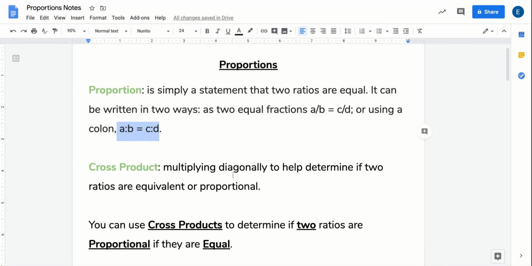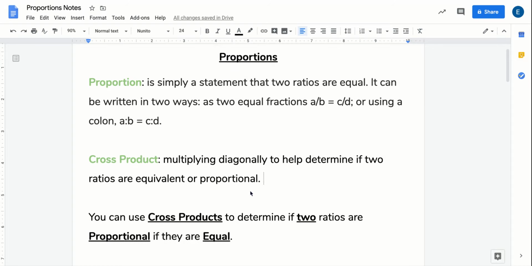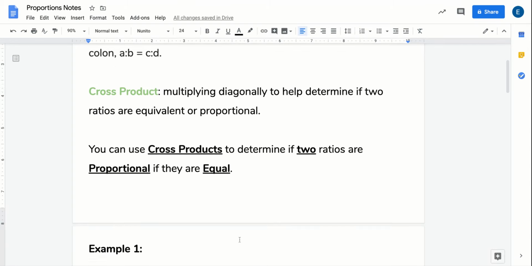A cross product is how we're going to figure it out. We're going to multiply diagonally to help determine if two ratios are equivalent or proportional. We're going to go diagonally, circle it like the butterfly method, and multiply. That is the operation we're going to use. So you can use cross products to determine if two ratios are proportional, if they are equal. If I take my two cross products and I get the same number when I multiply, that means my two ratios are proportional, or they're equal.